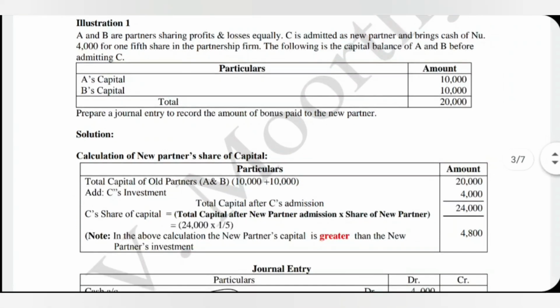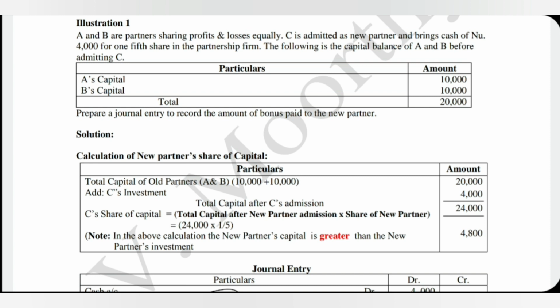Now, you have to calculate the new partner's share of capital. Total capital of the old partners A and B put together, 10,000 plus 10,000, comes to 20,000. C's investment, or the amount of money brought by the new partner C, is 4,000 over here. So, all put together it comes to 24,000, that is the total capital after the admission of the new partner, that is C. C's share of capital equals total capital after the new partner's admission times the share of the new partner, that is 24,000 times 1/5, which comes to rupees 4,800.